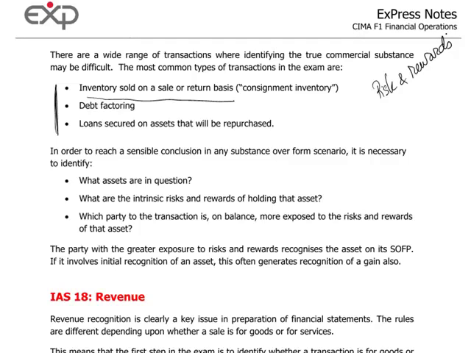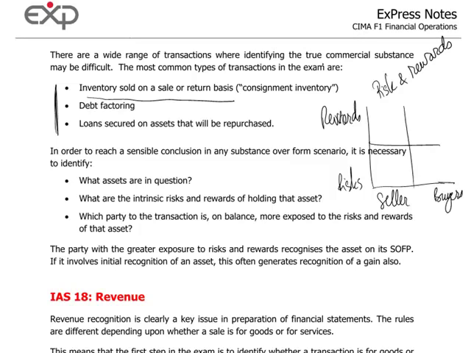So inventory sold on a sale or return basis, we would have to identify, remember you have these two dimensions, let's say. You have risks and rewards, if it is to have some sort of mini diagram, and of course you have seller and buyer. And in effect, you have to analyze what are the risks and rewards and just place them on the right quadrant and see where you have more risks, more rewards. Are they with the seller or the buyer to know if the transaction took place?